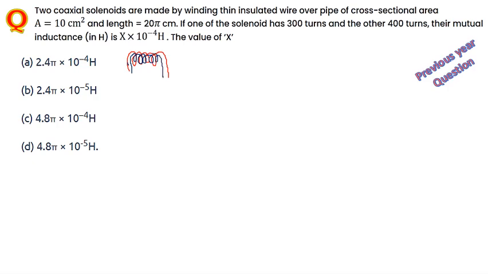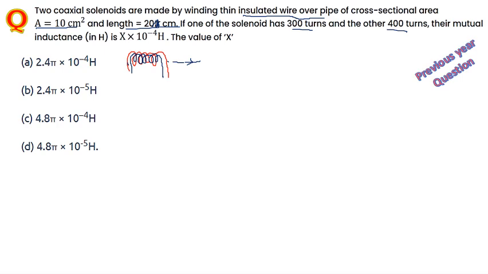Another one, which is in blue color. Both are coaxially arranged, and both are physically touching together but electrically insulated, connected with thin insulated wire. With the area they have given, the length here is 20. This is not a pipe, this is only 20 centimeter. There is a mistake here. And one of the solenoids has 300 turns, the other has 400 turns.